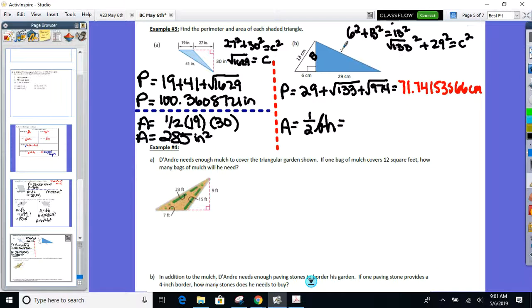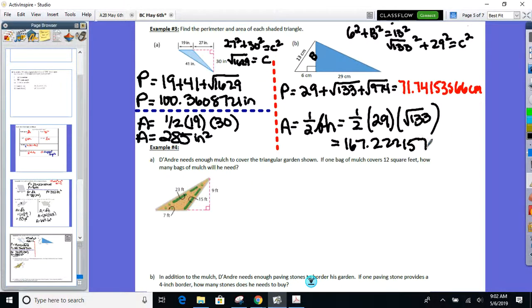Questions there? Okay, real quickly. Base times height. What type of triangle are you working with as far as the shaded region goes? It's a right triangle. Anybody remember where the base and the height were? Another name for the base and the height of any right triangle. Legs. They're the two legs. So 29 and the square root of 133, which you found before. And that ended up being 167.2221576 centimeters squared. All right. Right triangle, base and height are the legs. Questions before we get to DeAndre?